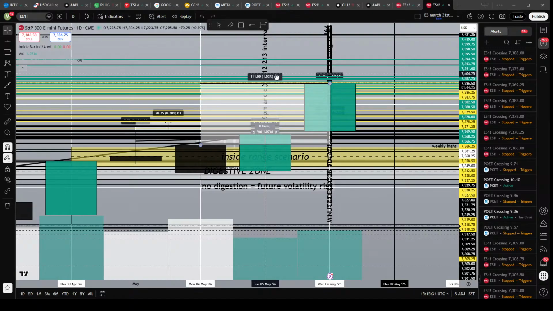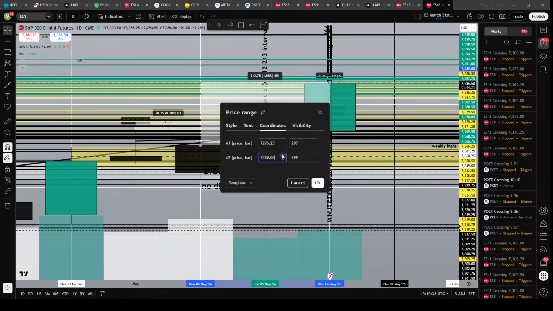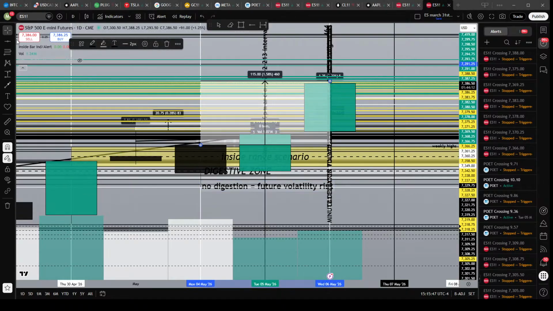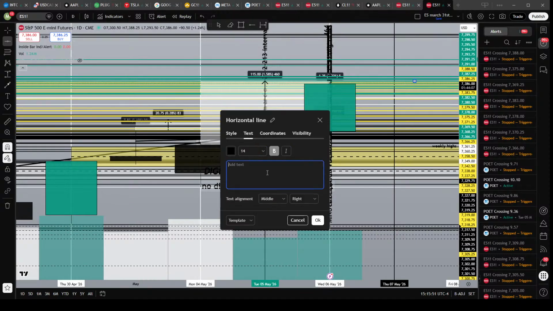So 115 points off weekly open is 73.91.25. I would write that down. Write this down. This is my crazy chart that I don't have to share with anyone, so.